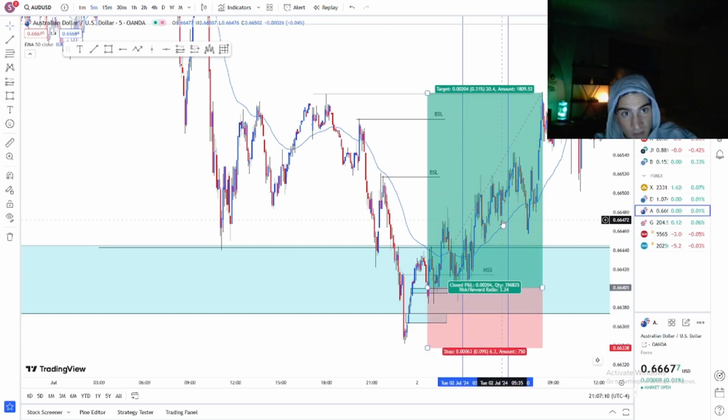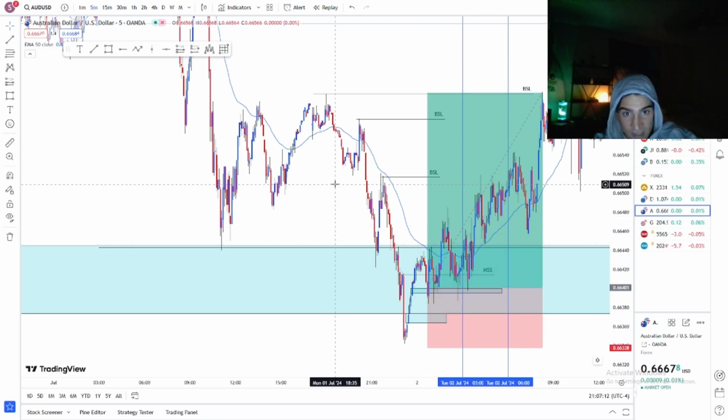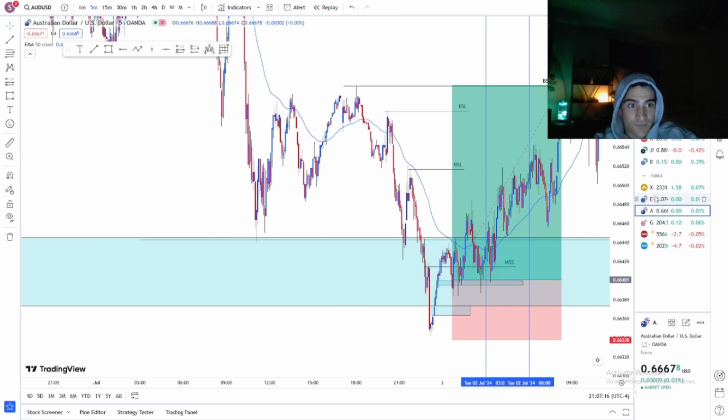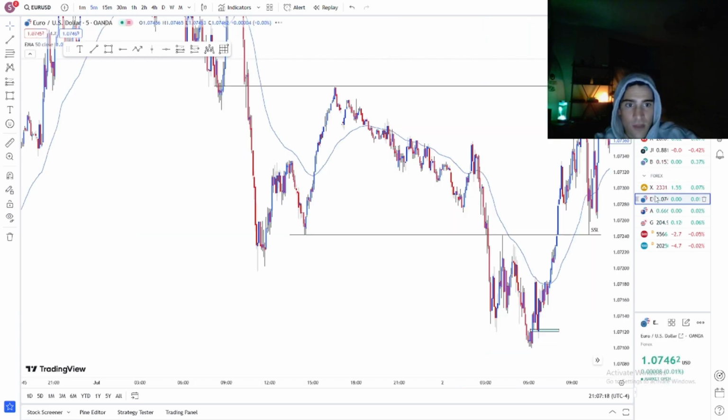The majority of it is going to hit TP when you have it set up like that. All right? So that's pretty solid. Now I'm going to go to a different pair.